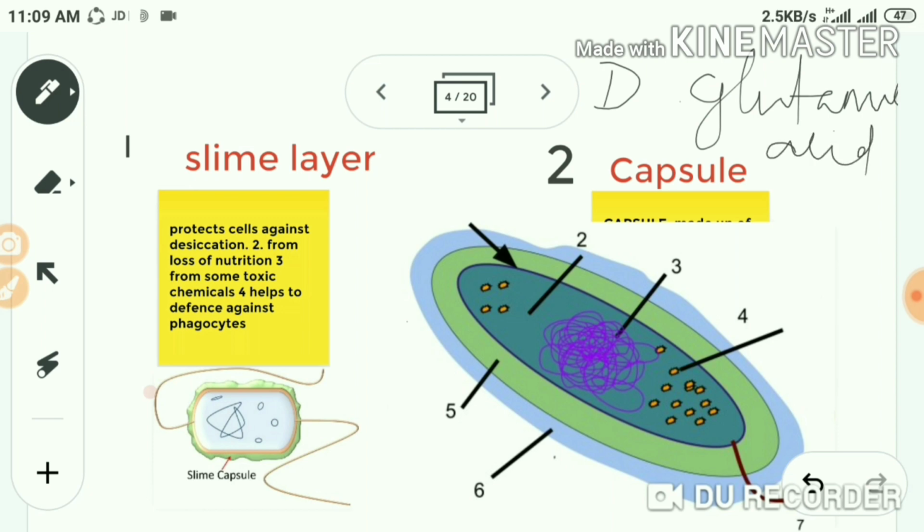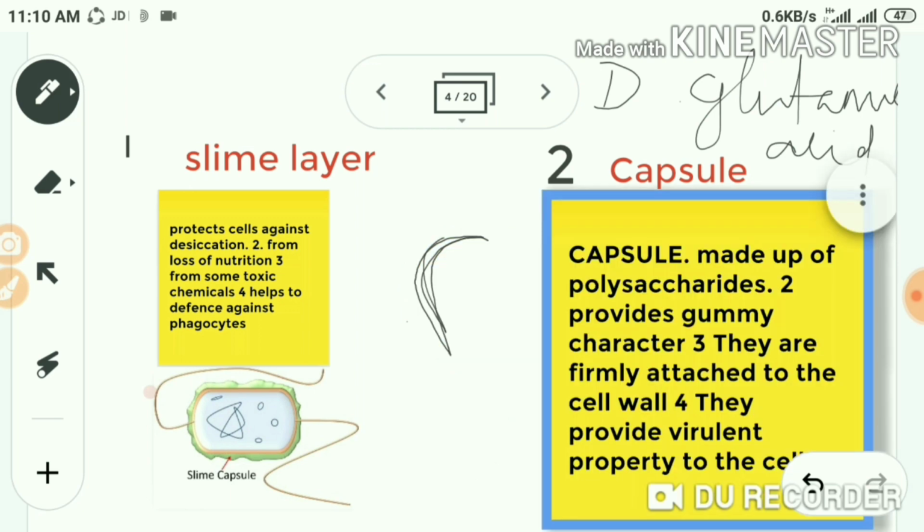D-glutamic acid is an amino acid, okay, and this particular structure is found firmly attached to the cell wall. Here you can see it is firmly attached to the cell wall. The green portion forms the cell wall, and the capsule is in close contact with it, and it provides virulent property. Virulent means disease causing nature or harmful. It makes the bacteria harmful. That means it gets enough protection. Got it? So it will be resistant to antibiotics and such chemical substances.